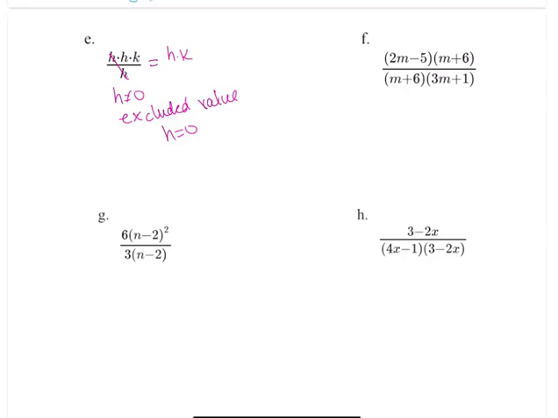So that 3m minus 5, there's no 3m minus 5 in the denominator, but I do have an m plus 6 and an m plus 6. So m plus 6 divided by m plus 6 is going to be 1. So what are we left with? In the numerator, we're left with 2m minus 5, and in the bottom, we're left with 3m plus 1.